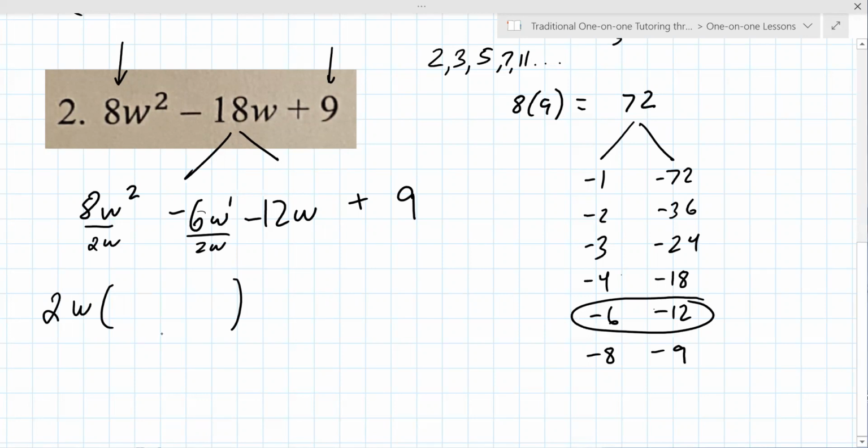So that right there is going to be 3? 2 times 3 doesn't get you back to 8. 4. 4 gets you back to 8. How do you get W squared from W? Just multiply by W. W times W gives you W squared. Now 6W divided by 2W is 3, minus 3. So now you immediately write that over here.